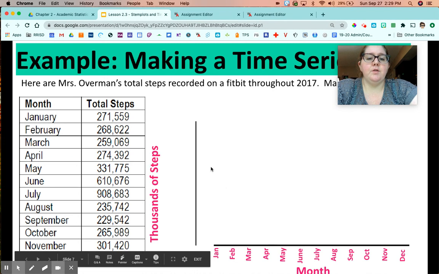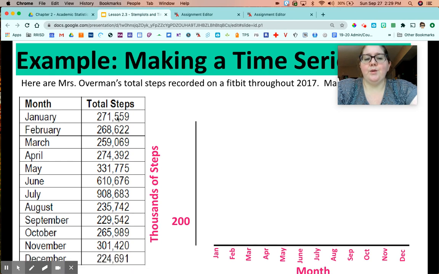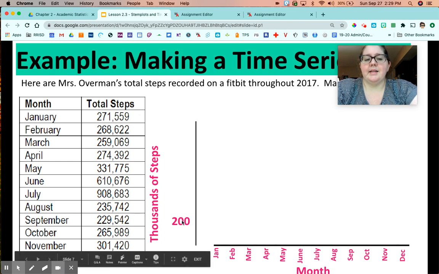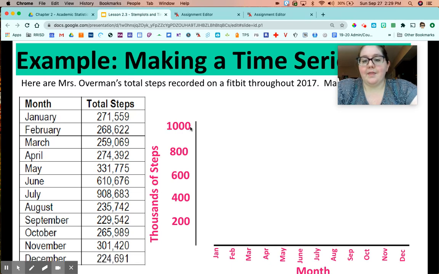Okay, now I'm going to do the y-axis. So I'm going to go ahead and just put numbers in thousands of steps. Instead of trying to deal with all these numbers, I'm going to make my axis go up to that. So 200,000, 400,000, 600,000, 800,000, 1,000,000, which is a million, in case you were wondering.